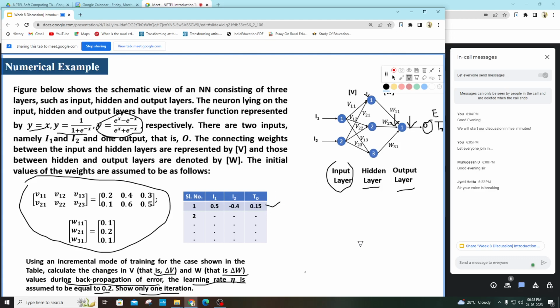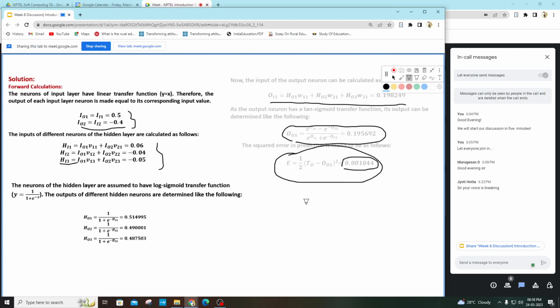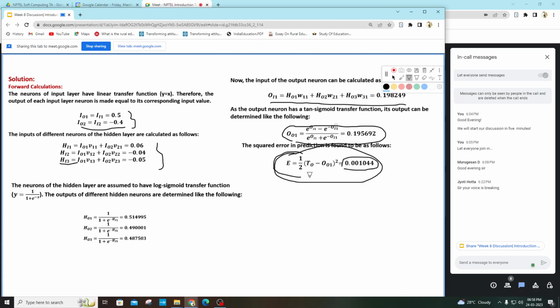You first see what is the relationship of E with respect to O1. This is the relationship of E with respect to O1. Okay? Now you can differentiate it, del E by del O1, differentiation. I hope all know, right?